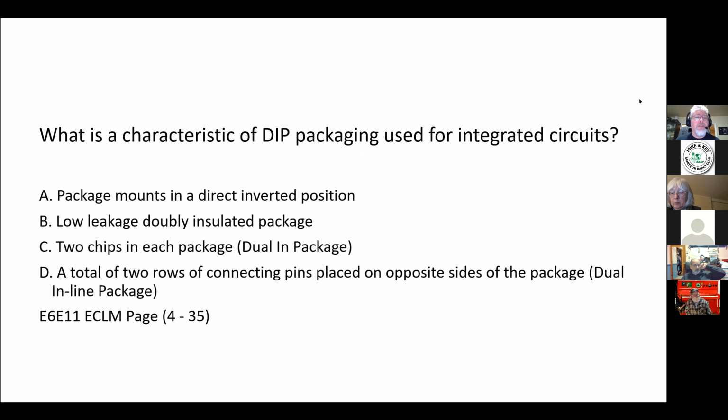What are the characteristics of a DIP packaging used for integrated circuits? A. Package mounts in a direct inverted position. B. Low leakage, doubly insulated package. C. 2 chips in a package, dual inline package. Or D. A total of 2 rows of connecting pins placed on opposite sides of the package, dual inline package. Delta. Delta is correct.